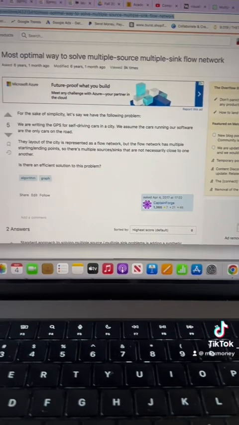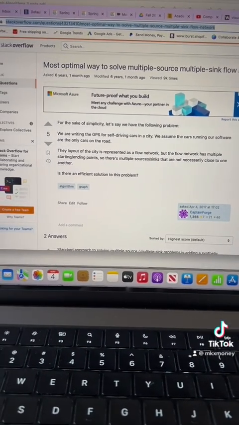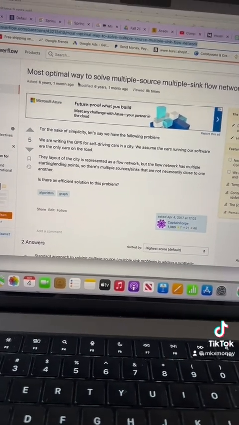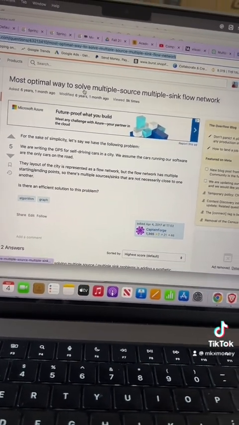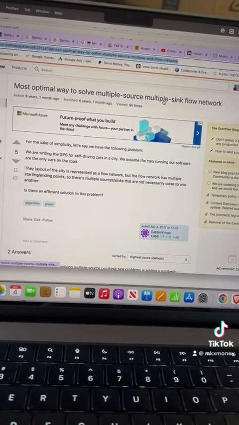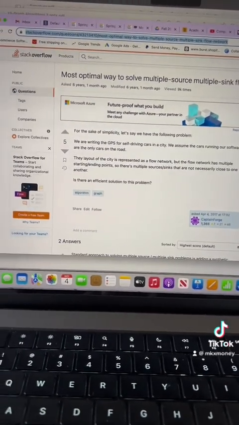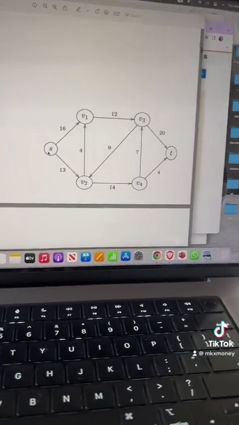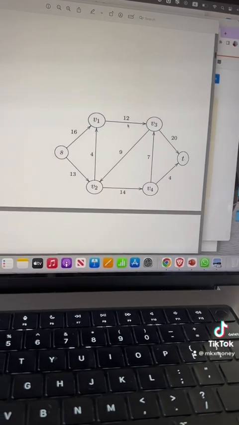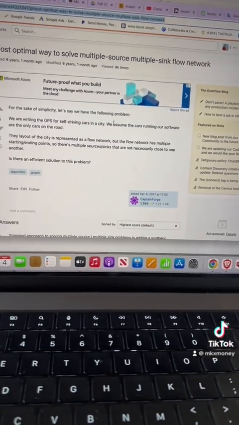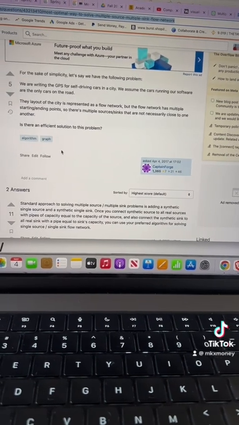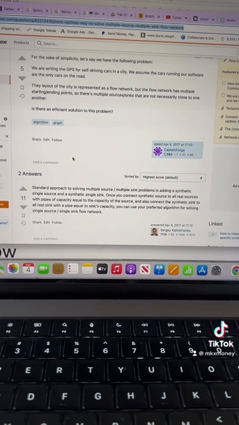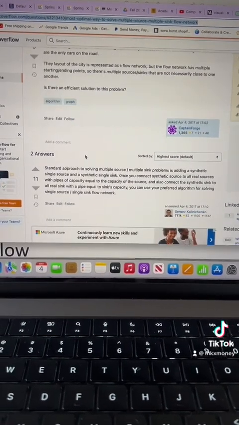But there was an amazing, interesting question that I came across on the Stack Overflow website. It was finding an optimal way to solve multiple source and multiple sink flow networks. The thing that we studied in the class was networks with just one source and one sink, but there are some questions that have multiple sinks and sources. But it is pretty easy when you find out the answer and you understand it. That gives you a different aspect, a different view of the questions and problems.